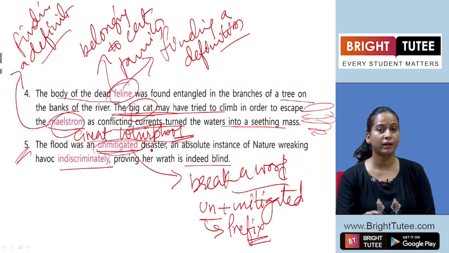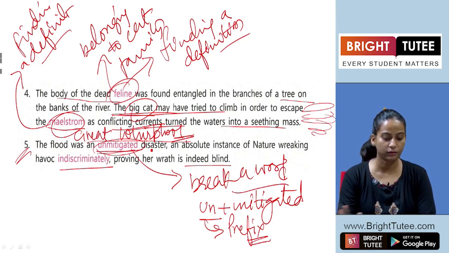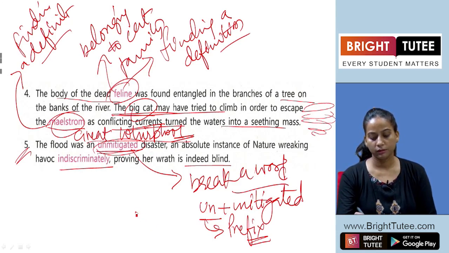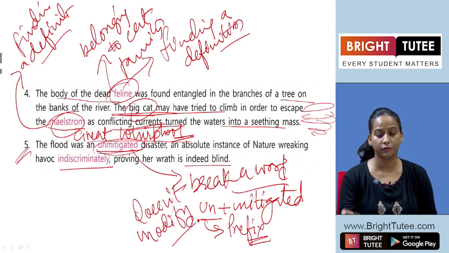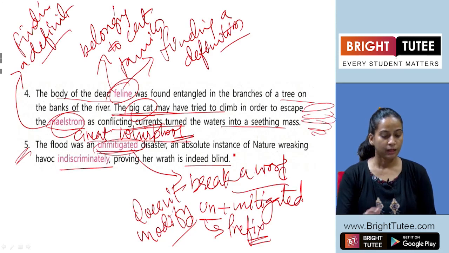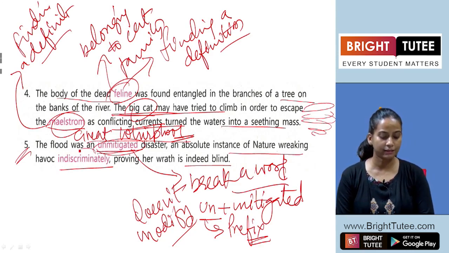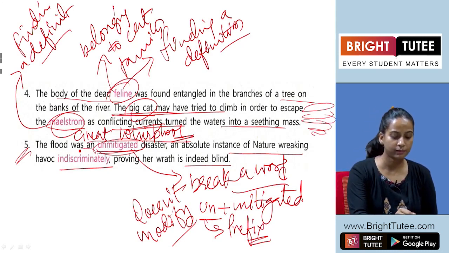Unmitigated disaster means a disaster which cannot be avoided or which was very disastrous. Here we can take it as not modified. It was an absolute instance of nature wrecking. Nature wrecking means creating havoc or creating that kind of danger. Then the second word given is indiscriminately.